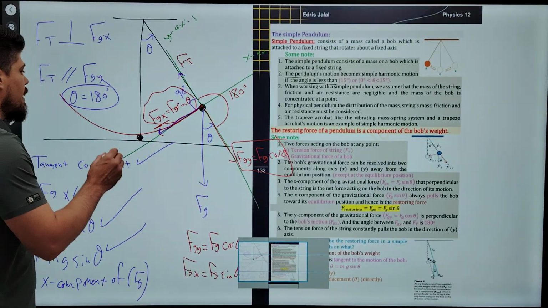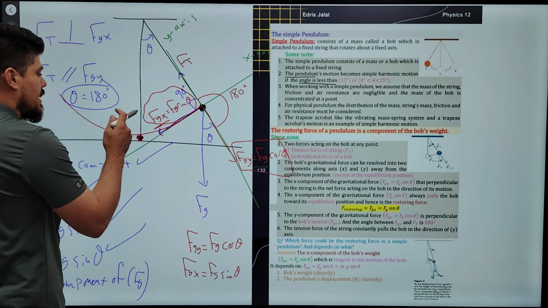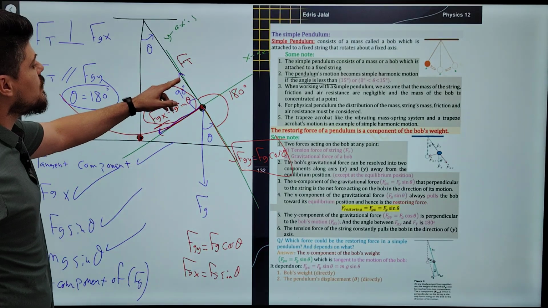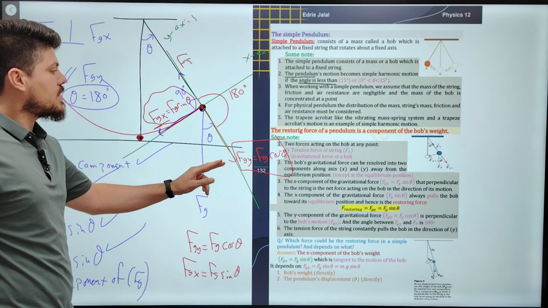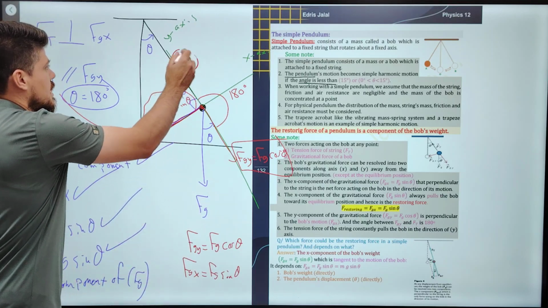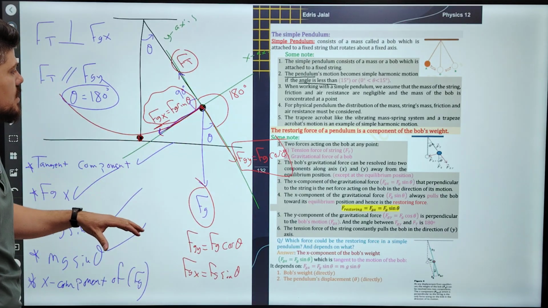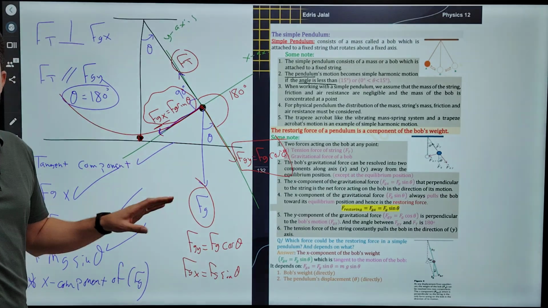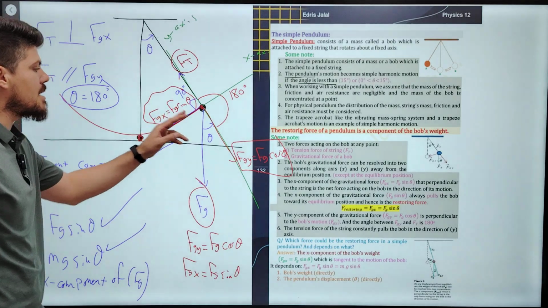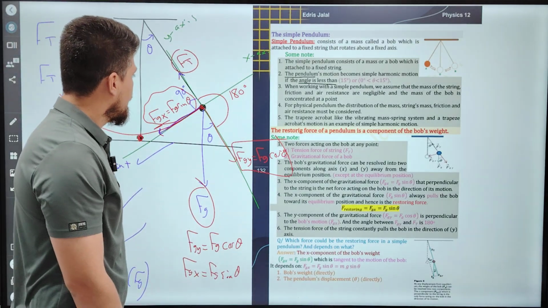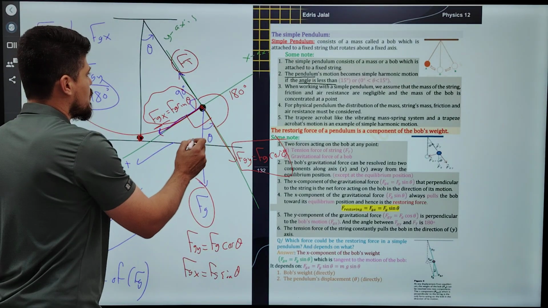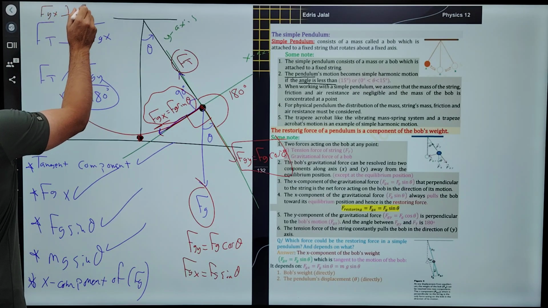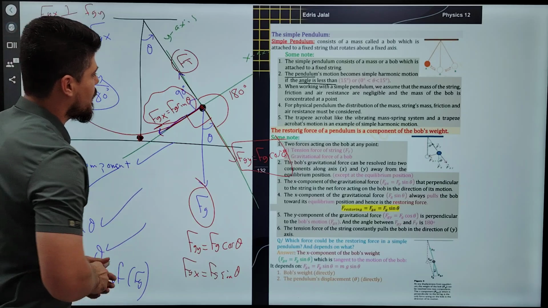As you know, except at the equilibrium position, at any other point this bob has two forces: tension force and gravitational force. But the gravitational force, except at equilibrium position, is resolved or divided into two components, a tangent component and a perpendicular component. Okay? So Fgx and Fgy are perpendicular. Fgx is perpendicular to Fgy.